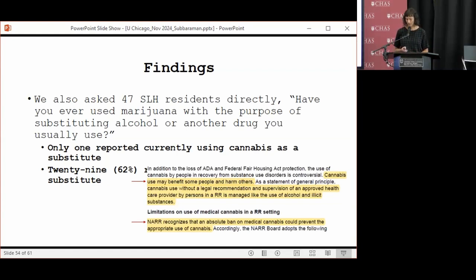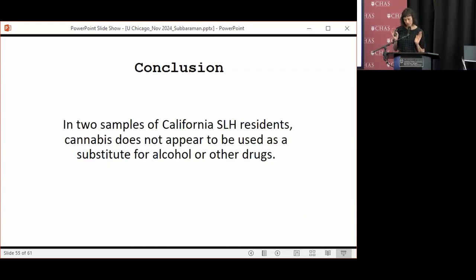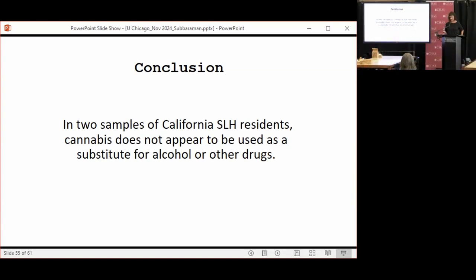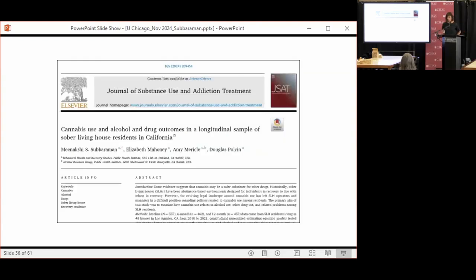So all of that being said, our data do not support that cannabis is used effectively as a substitute for alcohol or other drugs among California sober living house residents, not in our samples. We did publish this a few months ago, so if you're interested, I'm happy to share it with you.